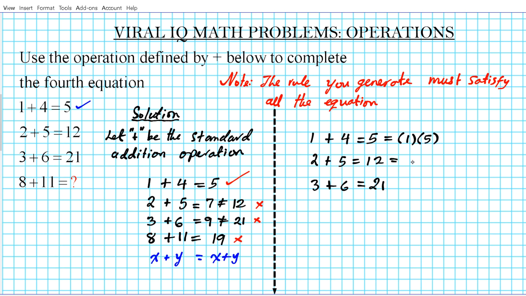12 is the same thing as 2 times what? 6. 2 times 6 is 12. And 21 is the same thing as the first number 3 times 7. Okay, so we've been able to express the final result using the first number.